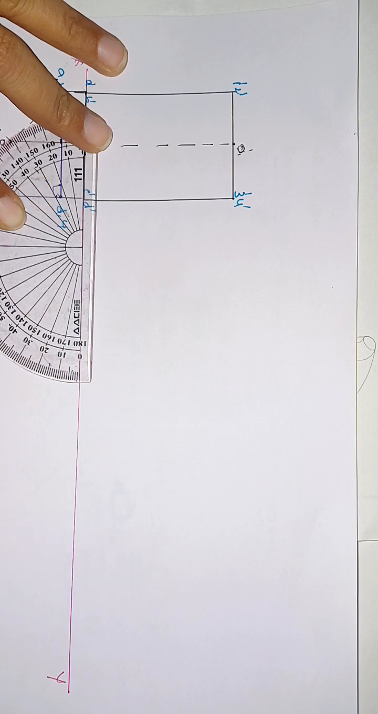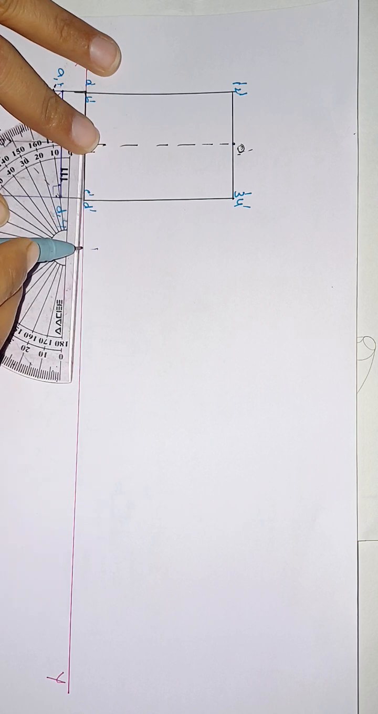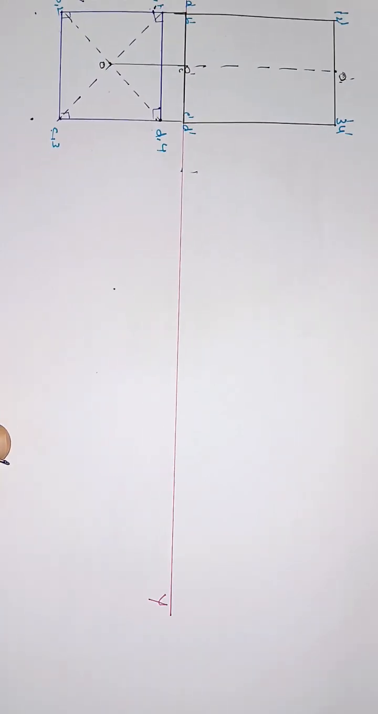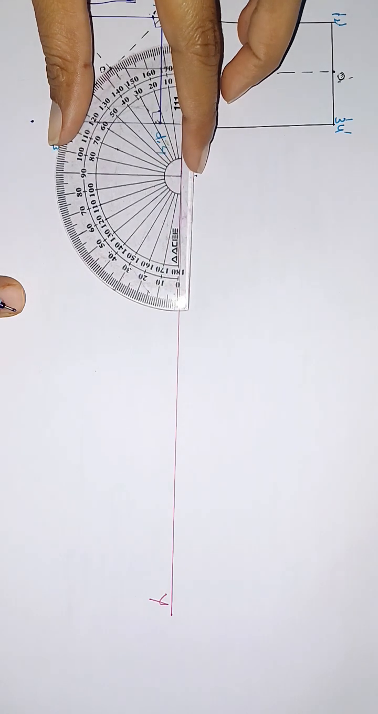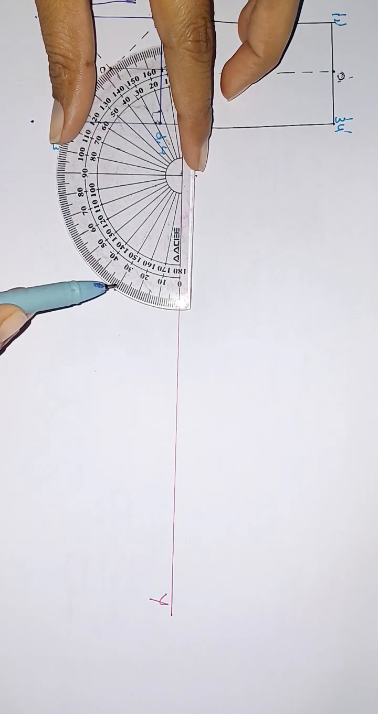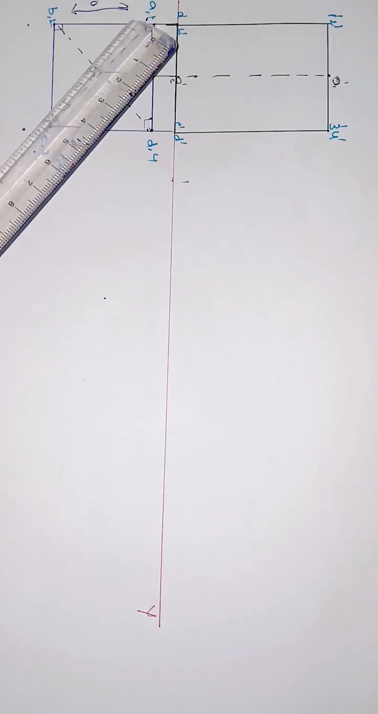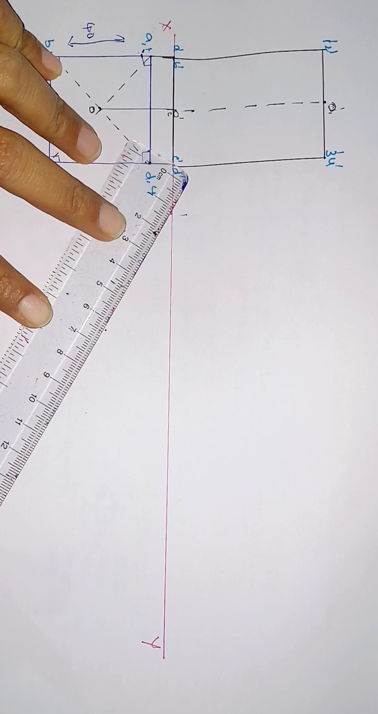Place a protractor here and mark 0, 10, 20, 30. Make a point at 30. And similarly, place a protractor here. Mark the point of 30: 0, 10, 20 and 30. Take a point and take a scale. With the help of the scale, draw a light line joining this point.